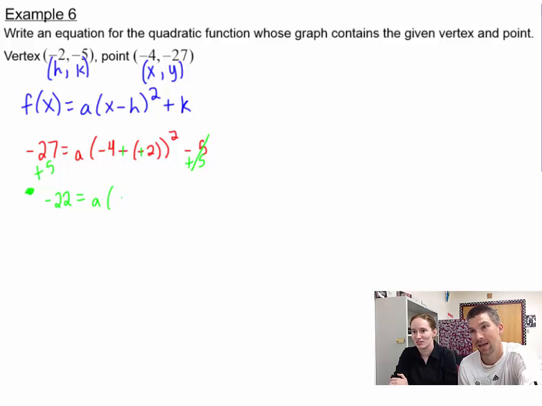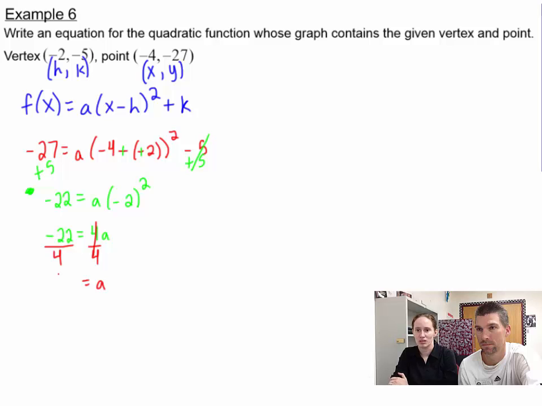Okay, that's -4 plus 2, which is -2, squared. Don't forget to square it. Squaring's important. And when you punch it into your calculator, -2 squared is not -4. It's +4. You have to put it in parentheses and square it.